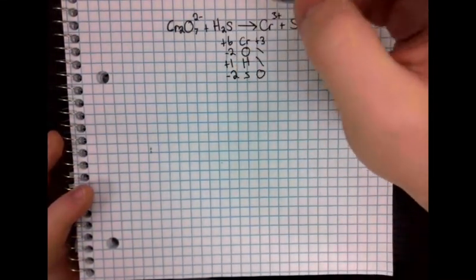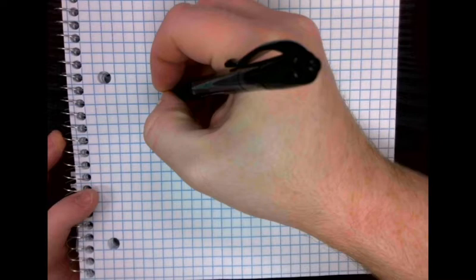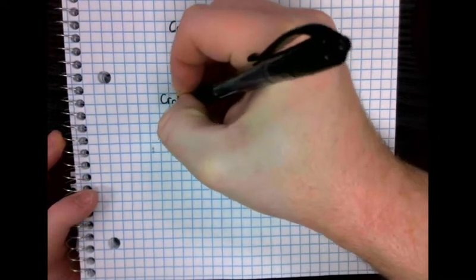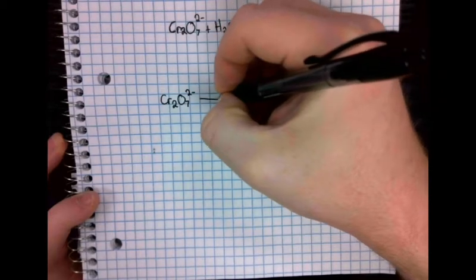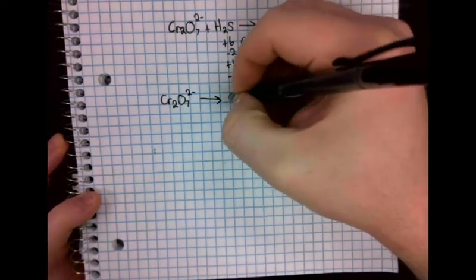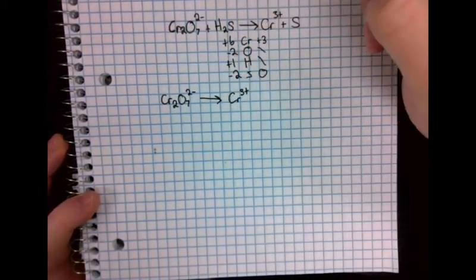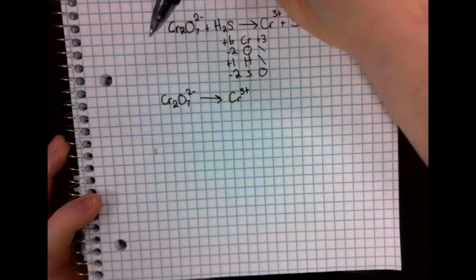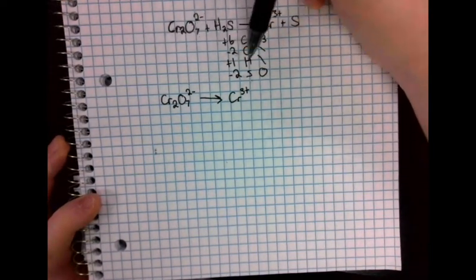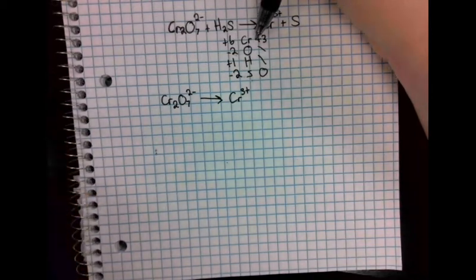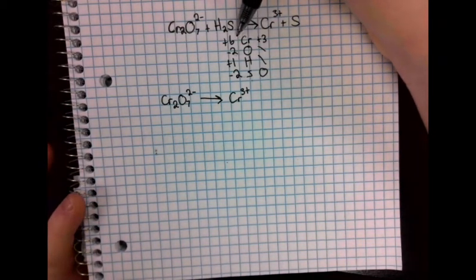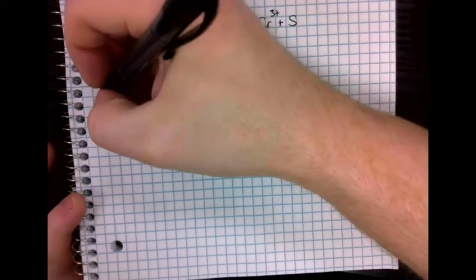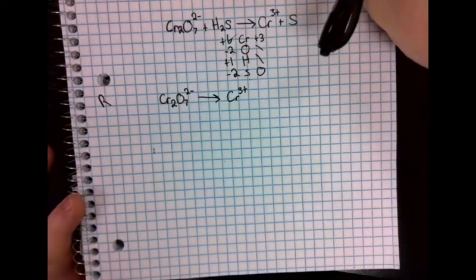Okay, good. We are still in frame. So my first half reaction, I'm going to do my Crs. So we're going to go Cr2O7 2- becomes Cr3+. And then way over here where I've got a bunch of space, I'm going to go ahead and label, it went from a +6 to a +3. Oxidation is loss, reduction is gain of electrons. So this is my reduction half reaction.